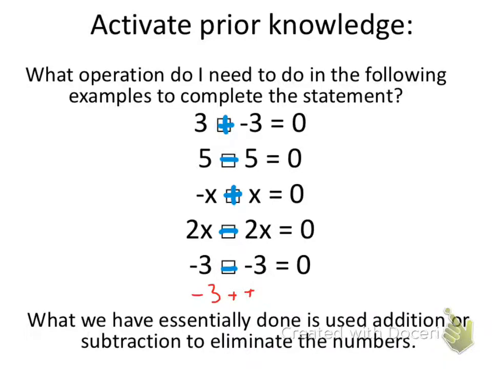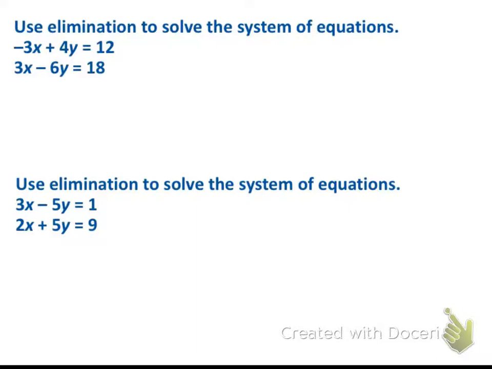Okay, so that last one's a really big tricker most of the time. So what we have just done is we've used either addition or subtraction to eliminate the numbers, and that's what this whole method is about. Eliminating numbers. Making something 0, disappear, elimination. So let's give this a run.